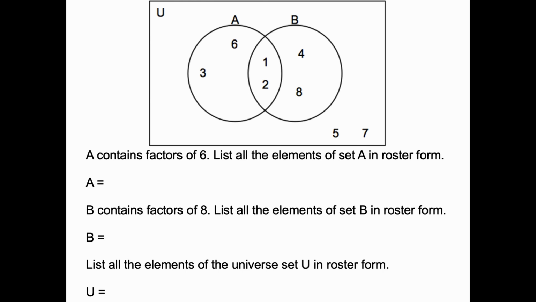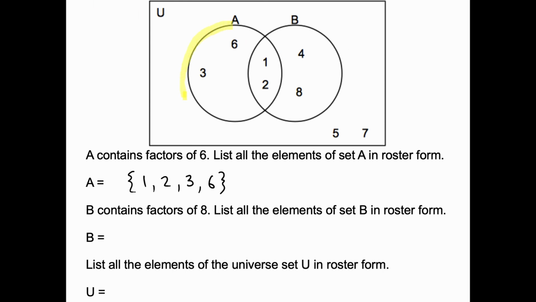Let's say that set A contains the positive factors of 6, and set B contains the positive factors of 8. And there are some other elements that are part of the universe set as well. List the members of each set in roster form. A contains the elements 1, 2, 3, and 6. 1 and 2 are counted as part of set A because they are technically inside the A bubble.